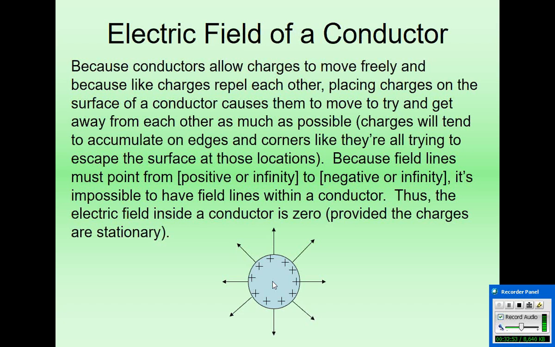The excess charge is on the surface. There's no excess charge inside. There's no electric field inside a conductor, provided the charges are stationary. Later this semester, we'll be looking at electric current through a conductor. We'll see that charges can exist inside a conductor, but they will be moving. If the charges are not allowed to move in a conductor, that means that they've distributed on the surface of the conductor, and there is no field inside the conductor.